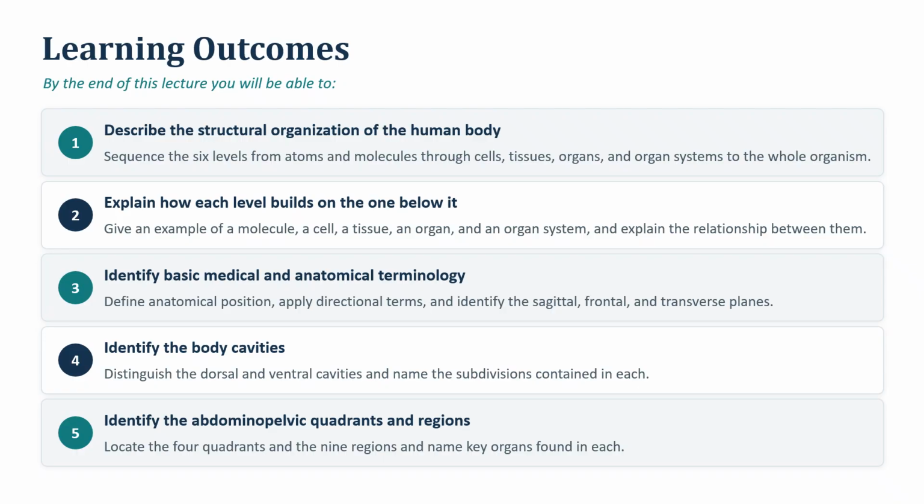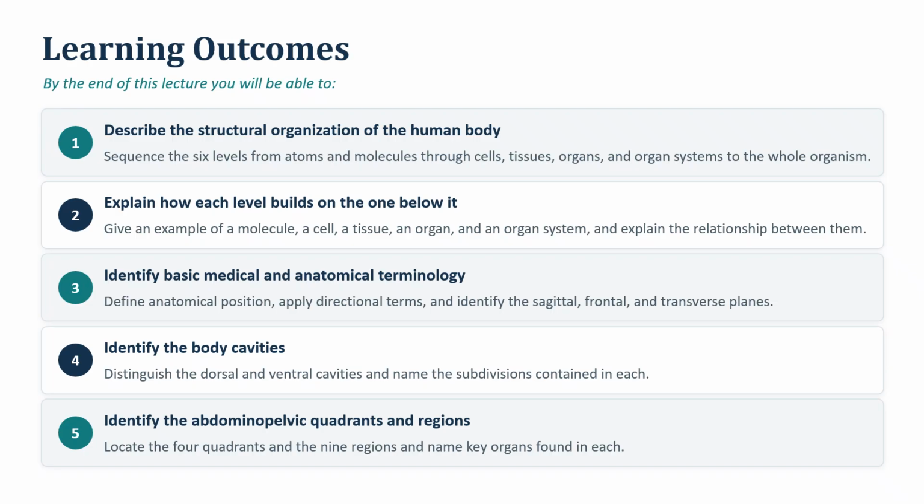Here's what you are accountable for by the end of this lecture. Outcome 1 asks you to describe the structural organization of the body. That means you should be able to put the levels in order from smallest to largest and say what each one does. Outcome 2 goes a step further. It is not enough to memorize a list. You need to be able to explain how each level builds on the one below it and give a concrete example at each level.